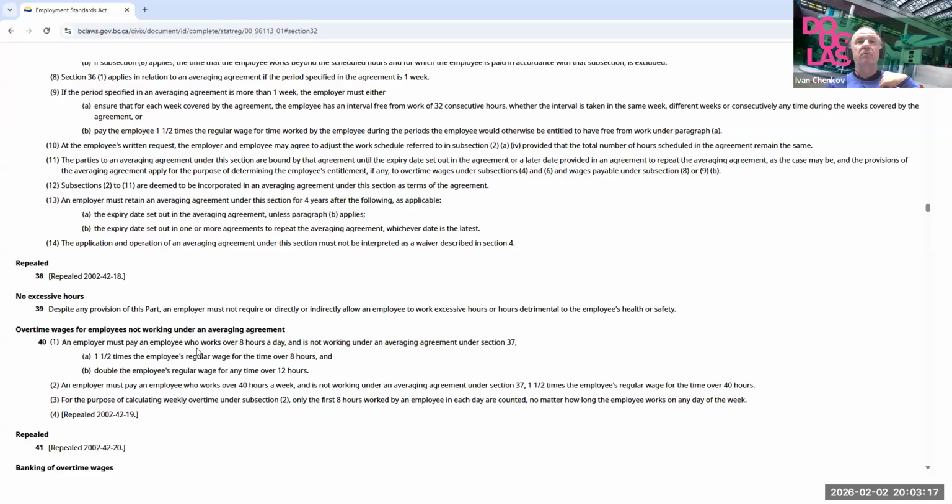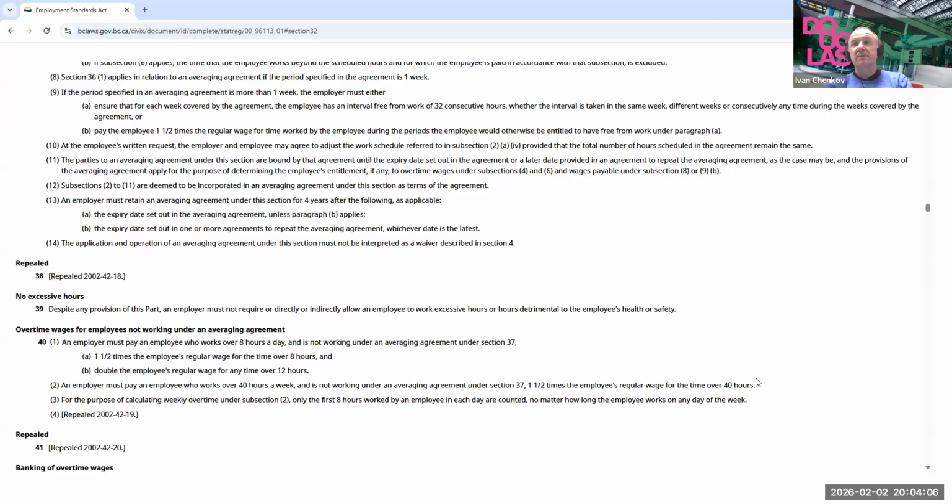The employer must pay an employee who works over 8 hours a day and is not working under an averaging agreement under section 37. So this is the section that explains that if one day you work more than 8 hours, not combined for the week's 40 hours, you get 1.5 times the employee's regular wage for the time over 8 hours, and double the employee's regular wage for any time over 12 hours. The employer must also pay an employee who works over 40 hours a week and is not working under an averaging agreement in section 37 1.5 times the regular wage for more than 40 hours.